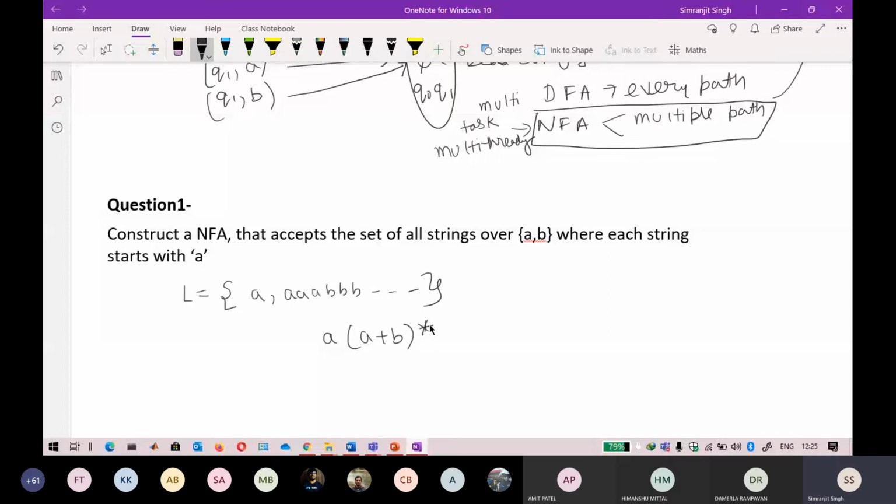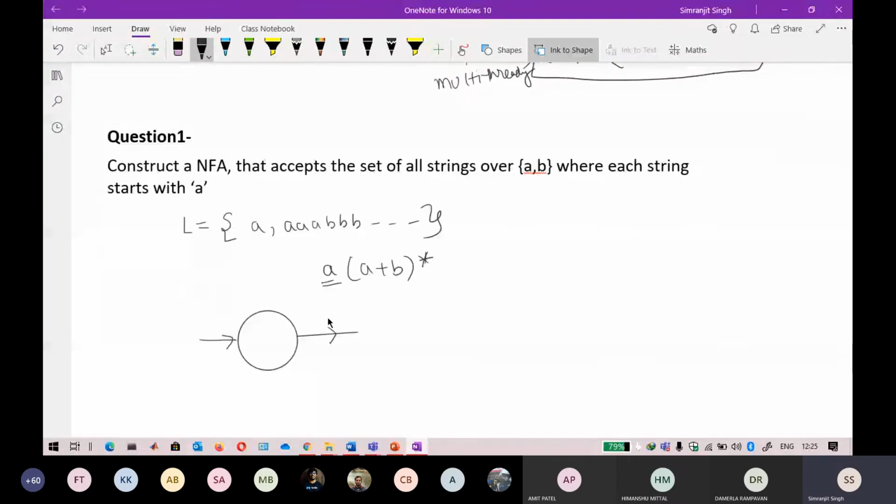Now the regular expression is much clearer. If you design the NFA now, because we want our string to start with A, this is a permanent thing, so we have to write it on an arrow here. After that any number of A's and B's can come. So this is your NFA. No need to worry that we have to define B on this starting state. You just go with this.